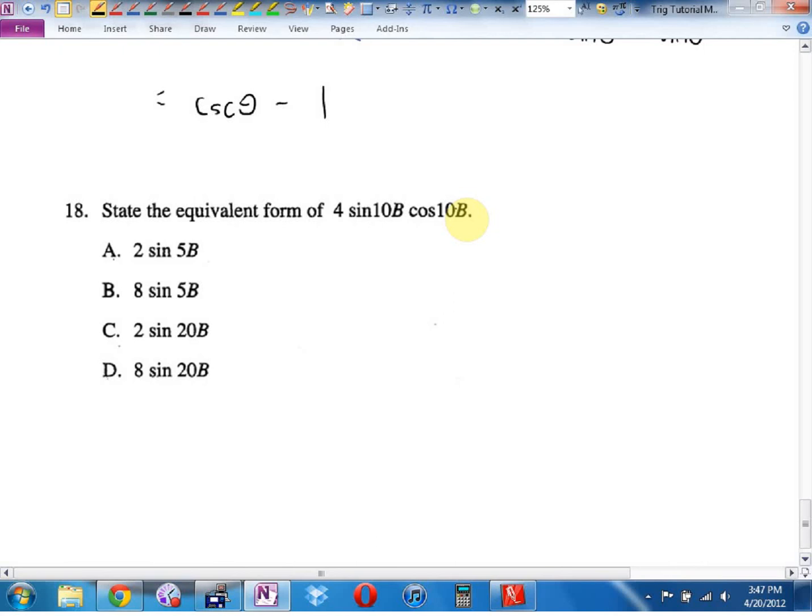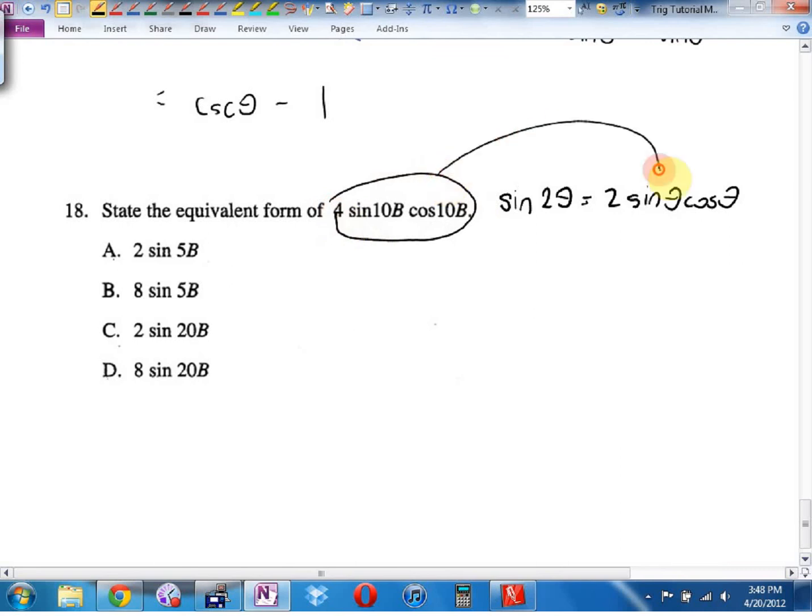Is sine 2 theta 2 sine theta cos theta? I can make that work into this somehow. In fact, I'm going to write down that identity. This sort of looks like that.